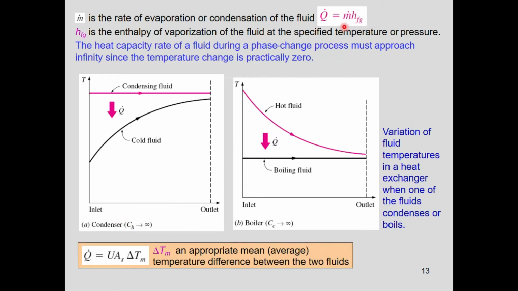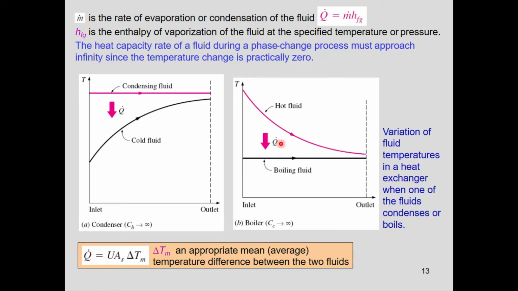So we have to use this formula, that Q dot is equal to the rate of evaporation, or the rate of condensation, multiplied by the enthalpy of vaporization. I believe that I have used this formula in one of the numericals that was given in the previous lectures. So you can go through that numerical so that you will get the idea how to use this formula to determine the rate of evaporation, or the rate of condensation.